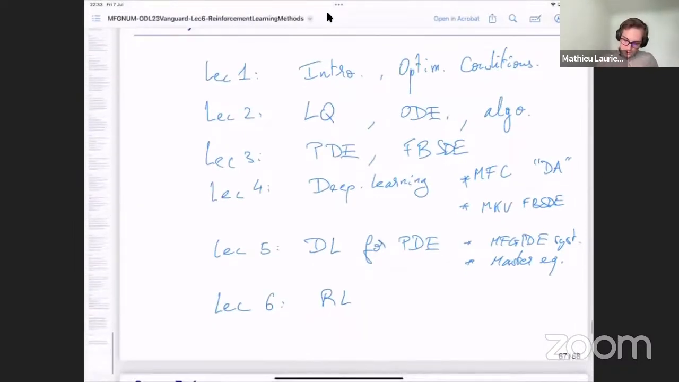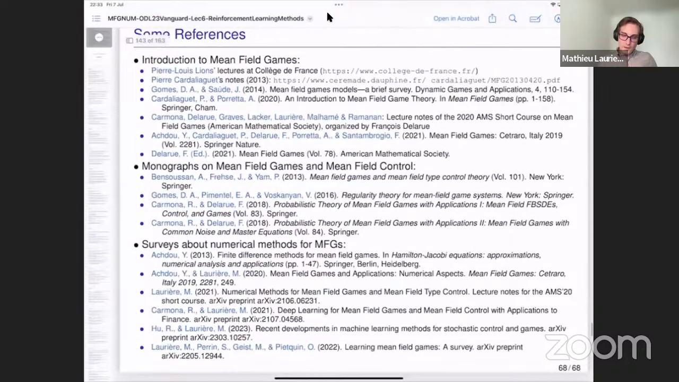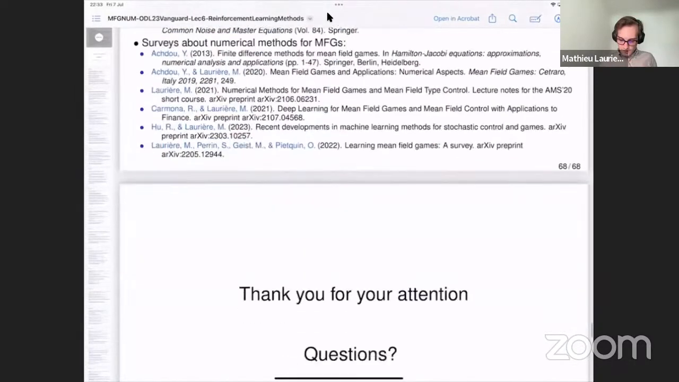Otherwise, I will just remind that here are some references about mean field games, some monographs, in particular the book of René Carmona and François Delarue, which contains really a lot of details about the probabilistic approach, but also about PDEs, and then some surveys. It turns out I have contributed to some of them because I'm quite interested in this topic, but again, there are many other references in the literature that are also very relevant.